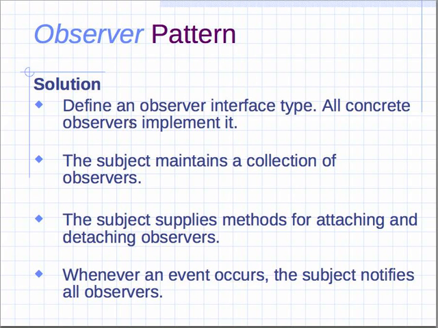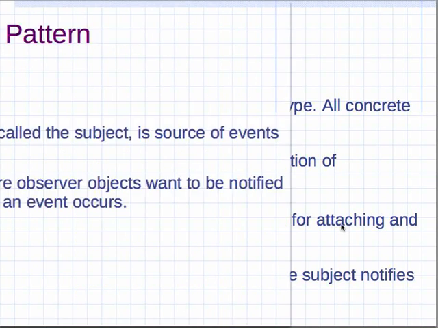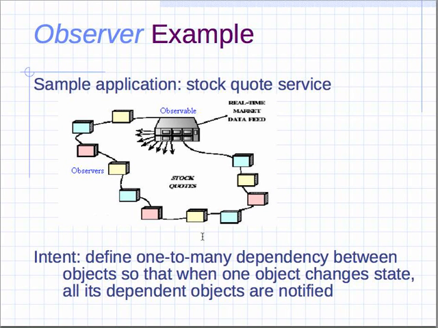The way this is done is to define an observer interface type, and all concrete observers implement this abstract interface type. The subject or observable maintains a collection of observers, that is, observers register themselves with the subject or observable. The subject supplies methods for attaching and detaching observers, so that's how you register yourself. So attaching just means an observer says I want to be notified.